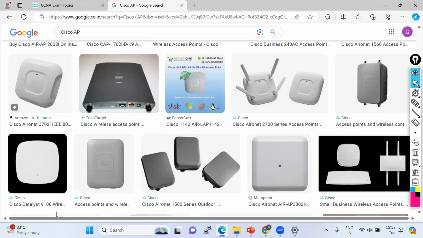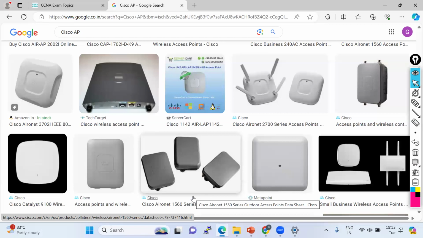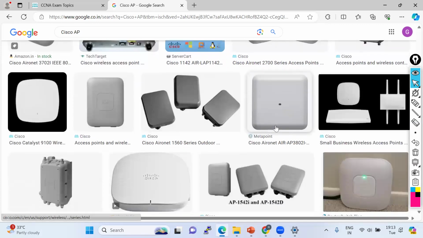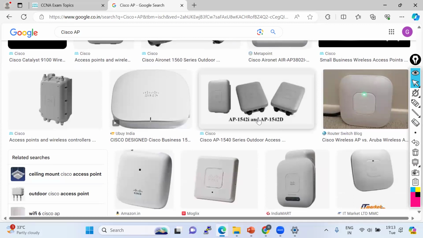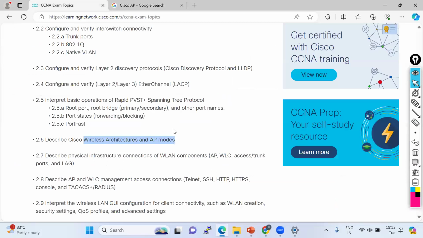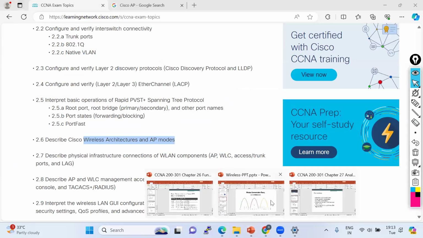So these are the APs, the access points. They have different models: Catalyst 9100, Cisco Aironet 1560, right? Cisco 1142, right? These are like 2700, different models we have, and this is the 1542 IE, and these are going to be used in different locations of your office or any other location. So let's start. I believe you understand the products.